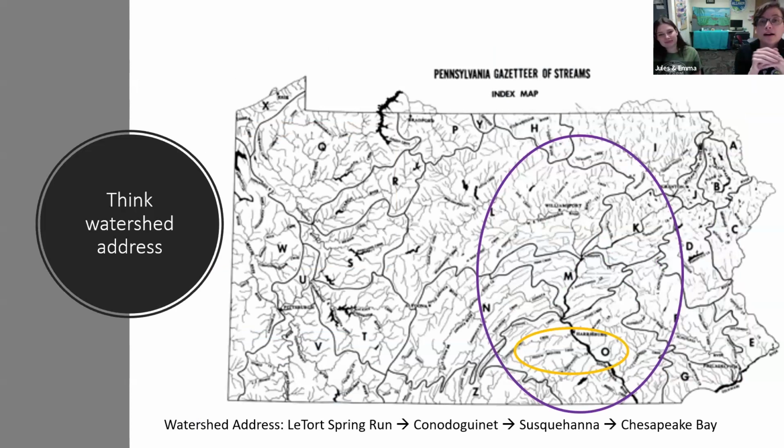So when you go to the Pennsylvania Chapter 93 website, there's a couple of tools and tricks to help identify your water quality designation, and then that will help you see the correlating standards. So one of the things we have on this map here is we want to think about things like your watershed address.